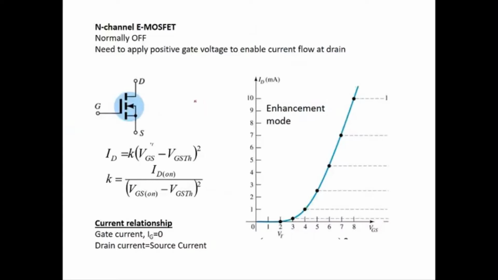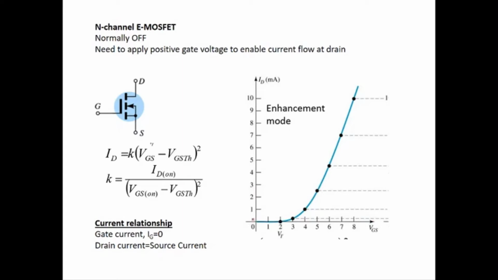In the previous class we discussed the current-voltage characteristic of the EMOSFET. The N channel EMOSFET is normally off. This means without any gate voltage applied, there is no electron channel and there is no current flow. So you need to apply a positive gate voltage in order to enable the current flow at the drain. Let's plot the drain current versus the gate voltage, where the gate voltage is the control terminal.